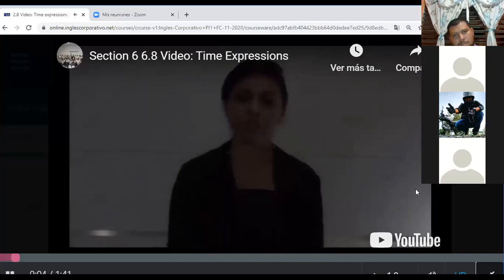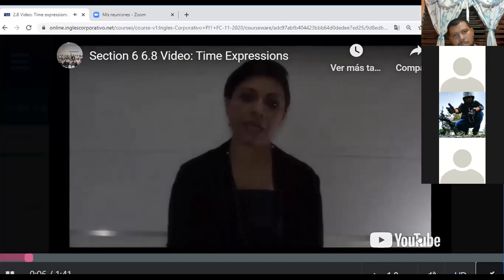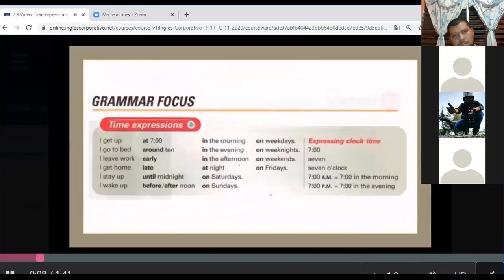By the end of this lesson, participants will be able to identify and use time expressions, such as prepositions and adverbs of time. I get up at 7 in the morning on weekdays. I go to bed around 10 in the evening on weeknights. I leave work early in the afternoon on weekends. I get home late at night on Fridays. I stay up until midnight on Saturdays. I wake up before noon on Sundays. I wake up after noon on Sundays.